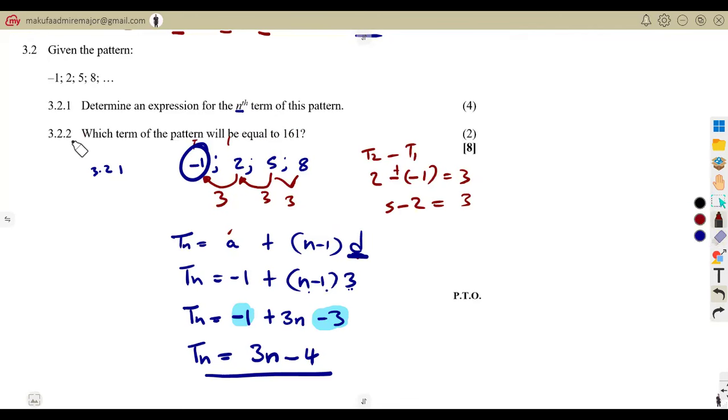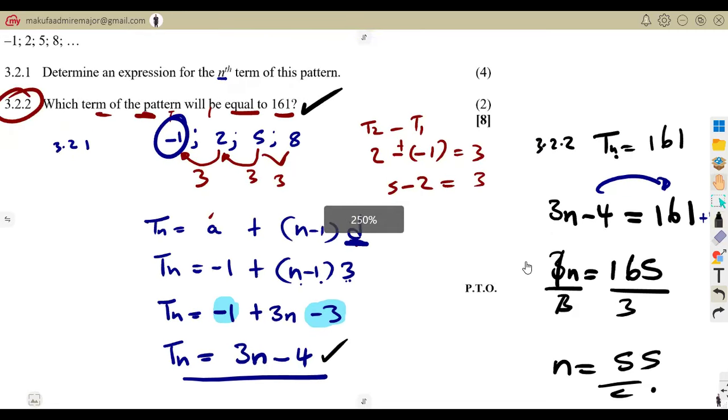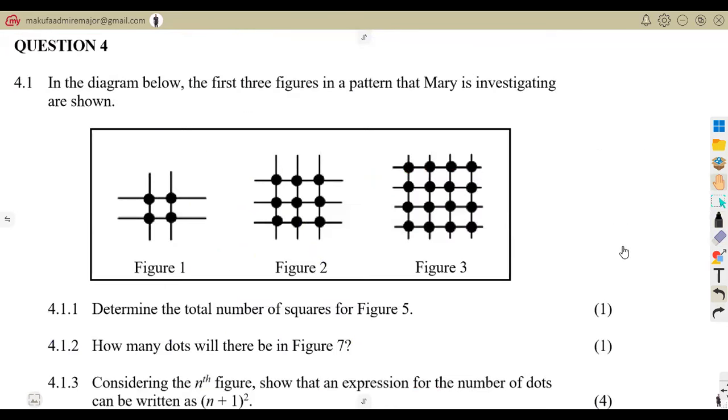And after that, they want you to determine which term of the pattern will be equal to 161. So in actual fact, we are given that Tn is 161. What is the value of n? It's just going to be solving the equation 3n minus 4 is equal to 161. So 3n is equal to what? Take the minus 4 to the other side, it becomes a positive. That's 165. So simply divide by 3 both sides to determine the value of n. So n is going to be 55. That is the value of n in order for us to obtain 161. That is what you needed.